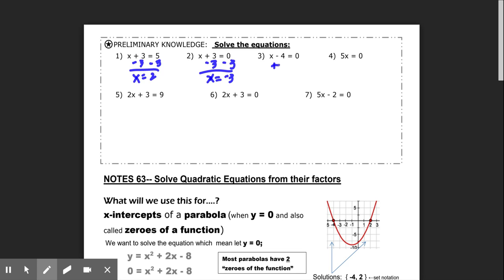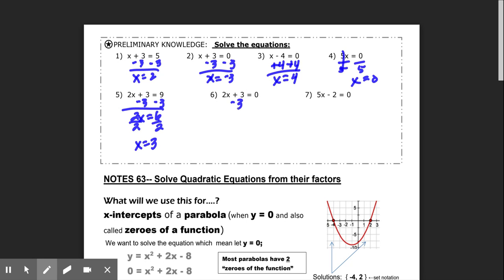Here we're going to add 4 to both sides. So we have x equals 0 plus 4 is 4. Here, this is multiplication, so the inverse of multiplication is division. So we're going to divide both sides by 5. So 0 divided by 5 is 0. This is a two-step, so we're going to subtract 3 from both sides. So we have 2x equals 6, and then divide both sides by 2. So 6 divided by 2 is 3.